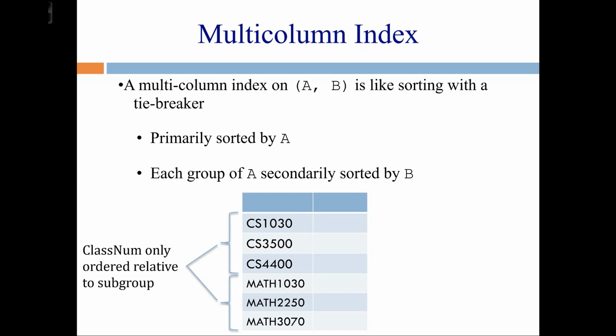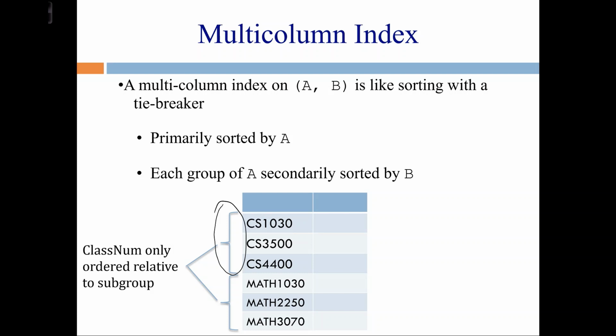Another way to think of a multi-column index is it's like sorting with a tiebreaker. So you sort primarily based on the first column, and then any ties within that first column are decided by sorting based on the second column. So it's only going to sort the second column within the groups of ties. So you get these clusters of subgroups where that's all of the CS classes. Within it, all of the numbers are sorted. But globally, these numbers are not sorted relative to each other. You could have classes numbered 1030 scattered all throughout this table.